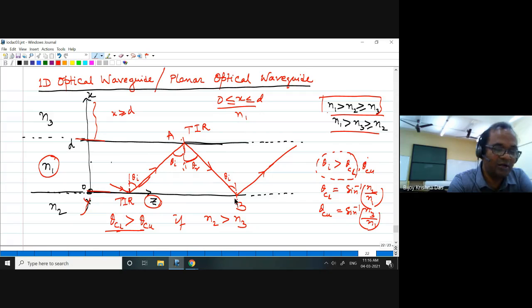So beyond x equal to d, x greater than d, I can consider that the electric field, because it is total internal reflection in that direction, is either exponentially decaying or nearly zero. And similarly, when x is less than or equal to 0, the field will be exponentially decaying in the bottom direction. That is the condition for total internal reflection, right? So I can ensure that along x direction it is confined.